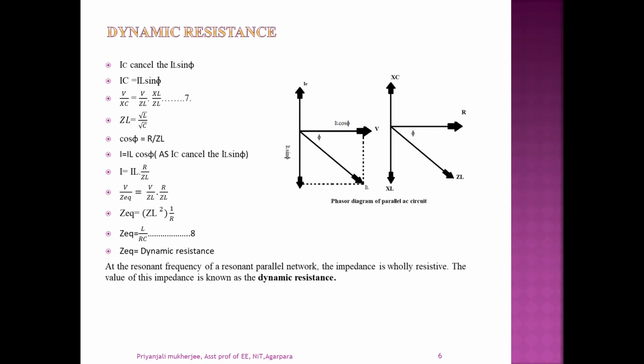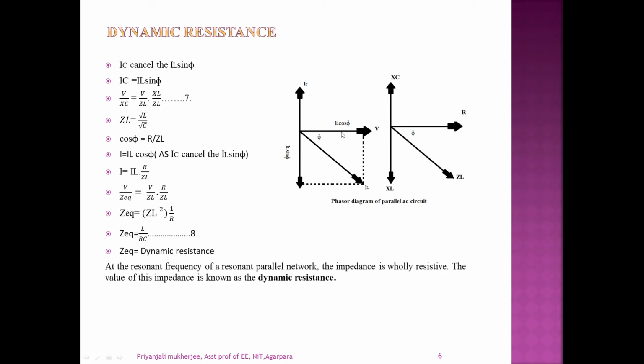Next is the dynamic resistance. For the dynamic resistance, first we need to draw the phasor diagram of a parallel RLC circuit, parallel AC. So this is the voltage V, and IL, the current through the inductor, will lag behind, as we are considering some resistance to be there, so it will lag by an angle phi.